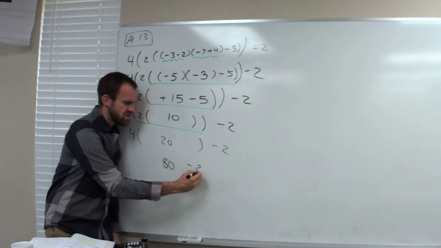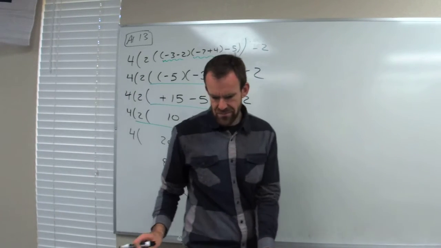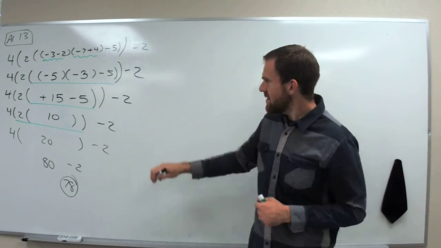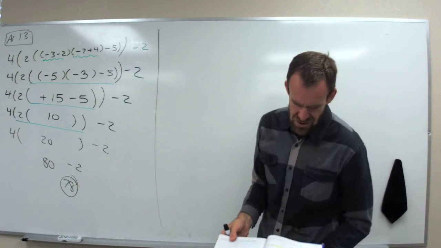80 minus 2 is 78. Are those evil? Yeah. Do you got this? On a scale of 1 to having this? Solid 9.5. Let's try this one.